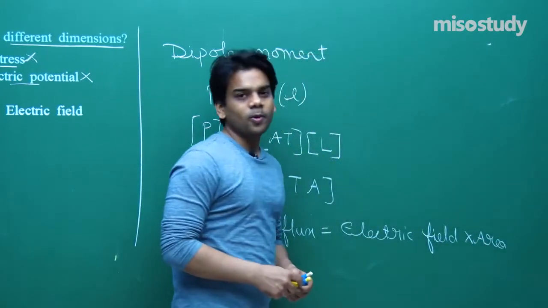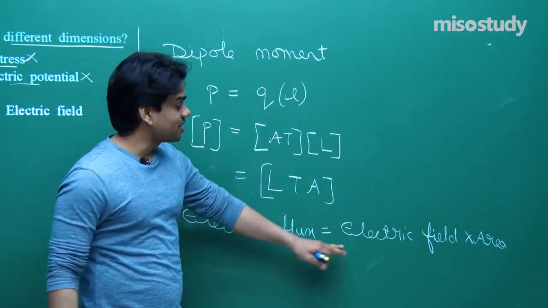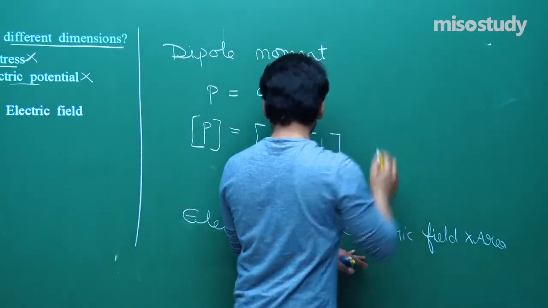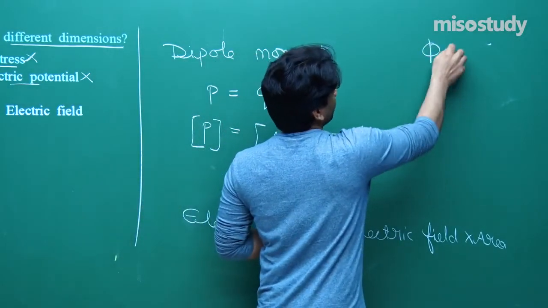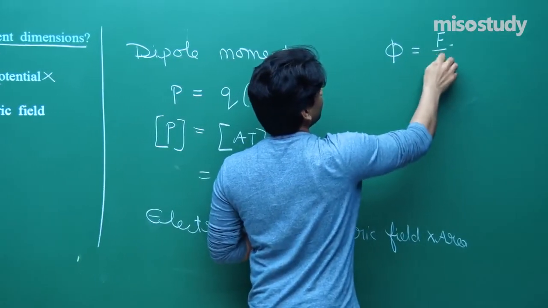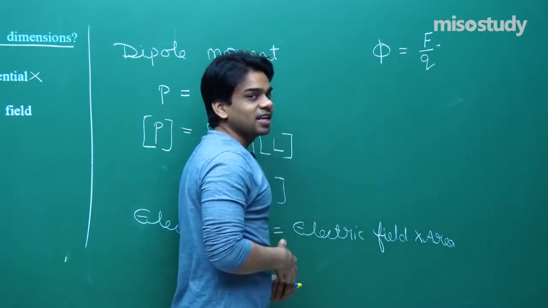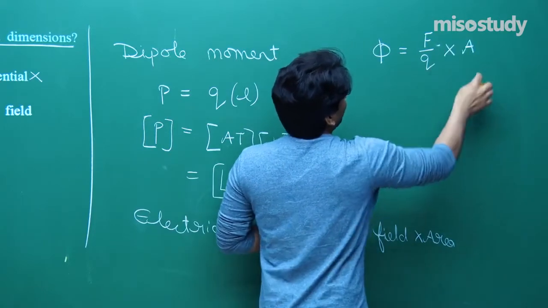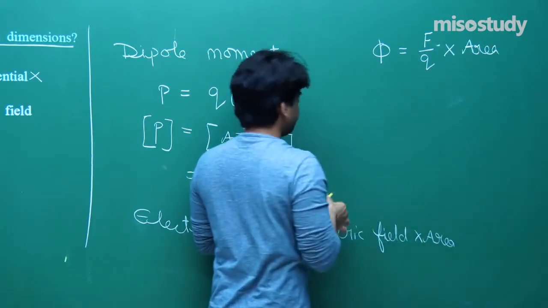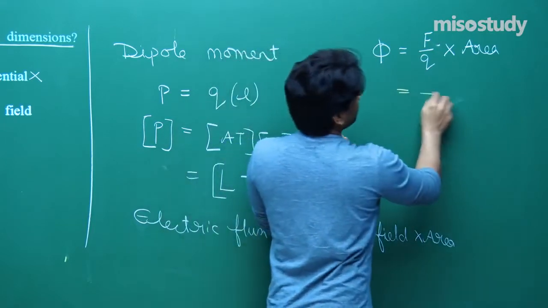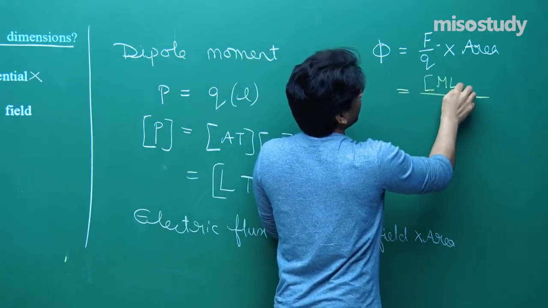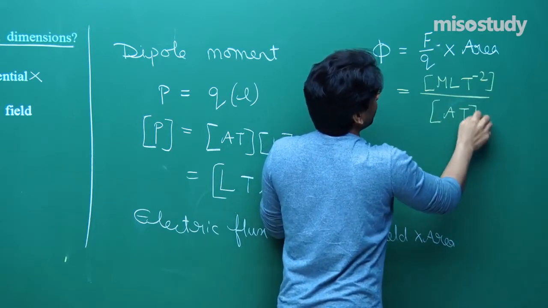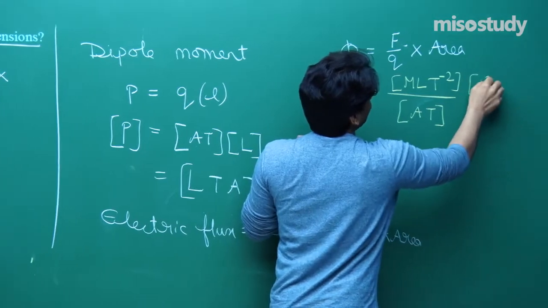Now again, if you are unaware about the term electric field, need not worry, you can write this as force per unit charge. So I'm writing flux as phi is equal to force per unit charge multiplied with area, that is what is required in this equation. So I'm writing A for area. Now force, if I write its dimensional equation, MLT power minus 2, charge, just now I told you, is current into time, AT, and area will be L power 2.